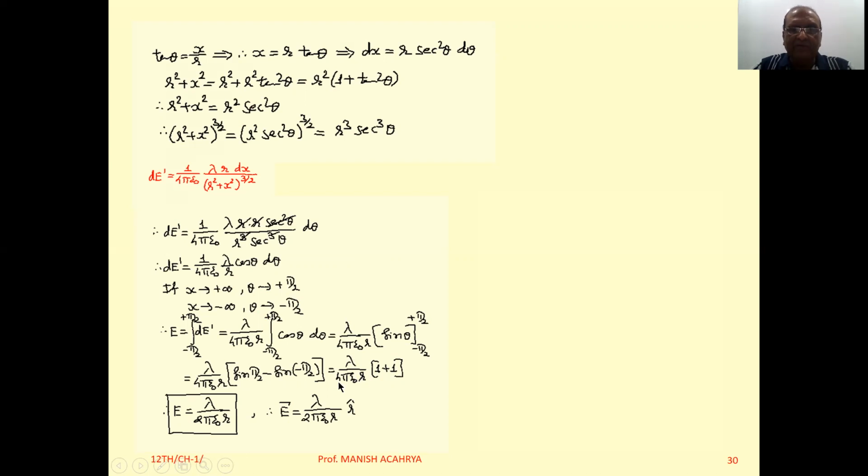Resultantly, we will get lambda upon 4 pi epsilon 0, 1 plus 1. So the resultant electric field E is lambda upon 2 pi epsilon 0 r. In vector form, we can write vector E equals lambda upon 2 pi epsilon 0 r, r caret, where r caret is the unit vector in the direction of the electric field. So these are lengthy calculations, but by using Gauss's law, we can simply calculate this electric field. Clear to all of you?